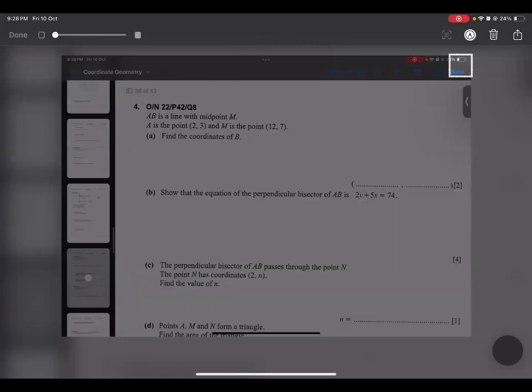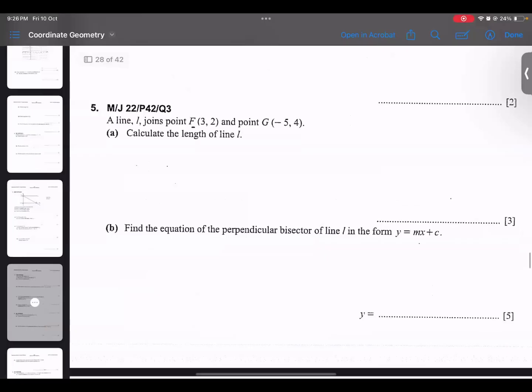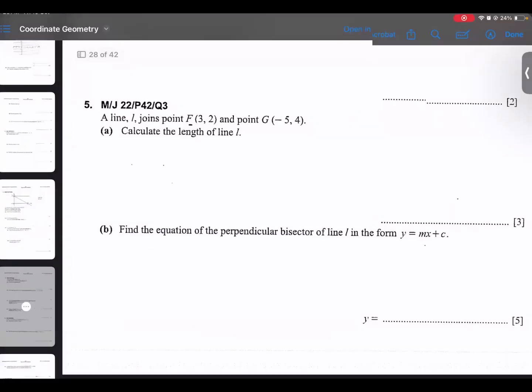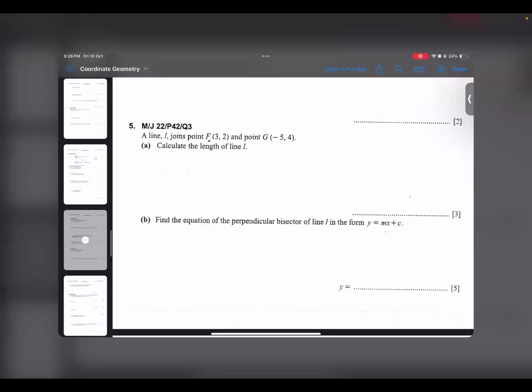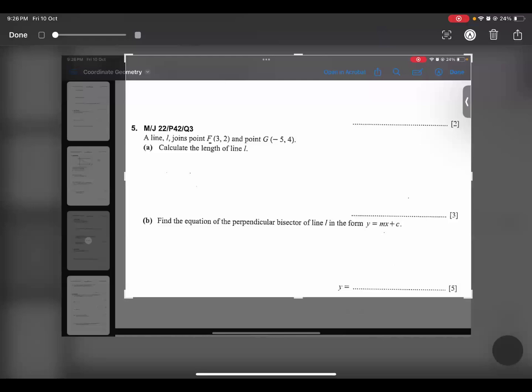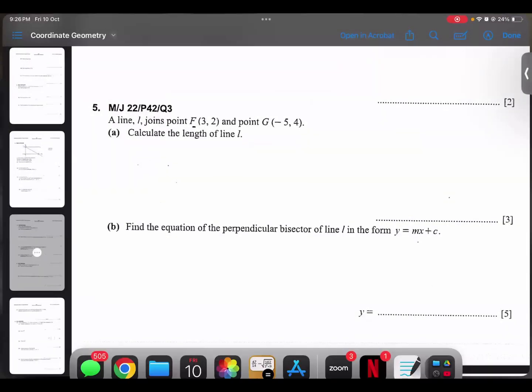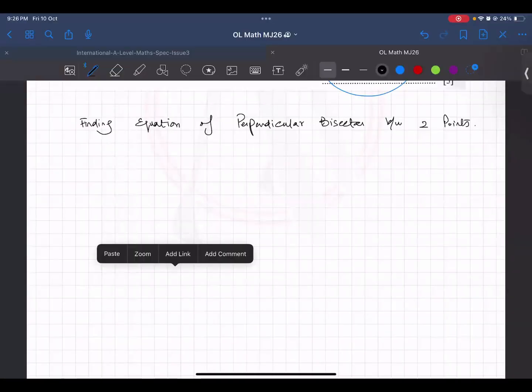No, wait. I won't take this one. Yes, this one is good enough. So look, 5 marks. And I think these are the easiest 5 marks. We just have a simple procedure to follow. Understand the situation, what they're asking you, and then you get the answer.